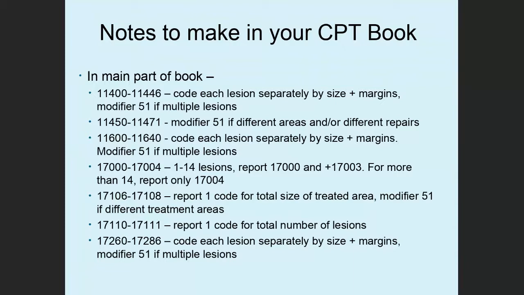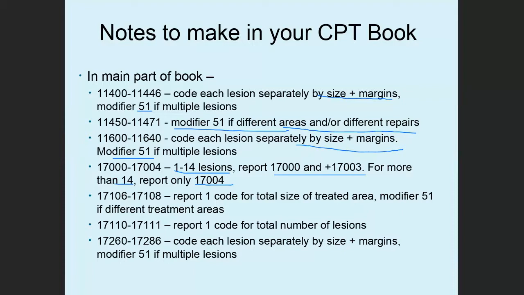So next to 11400 to 11446, code each lesion separately by size plus margins, modifier 51 if needed. 11450 to 11471, modifier 51 if different areas or repairs are used. So this is size and margins, modifier 51, and this is modifier 51 only if different areas or different repairs. 11600 to 11646, size and margins, modifier 51. 17000 to 17004, in groups 1 to 14 and more than 14. You're going to report these this way. This is, I think, one of the trickier ones, so make a note there on that one.